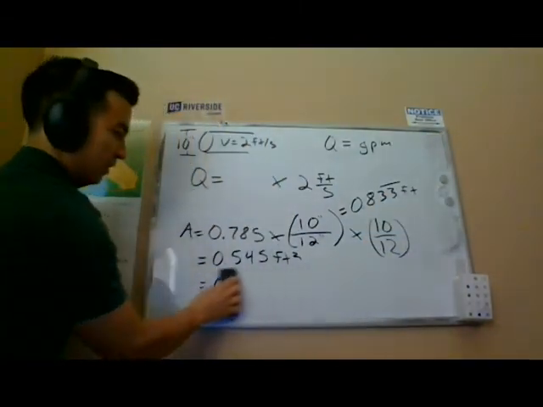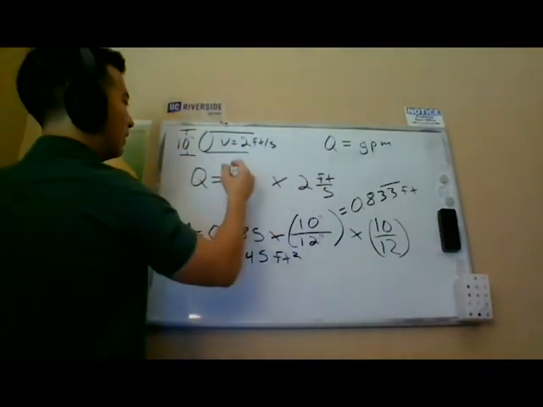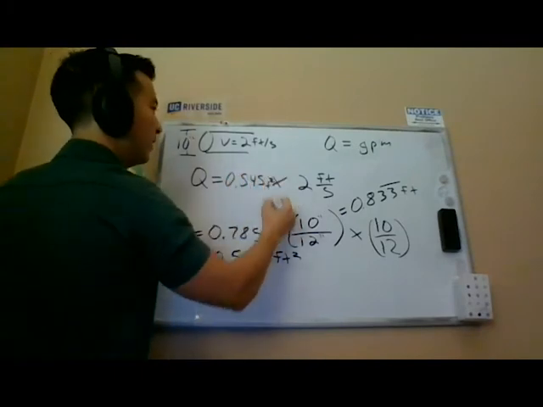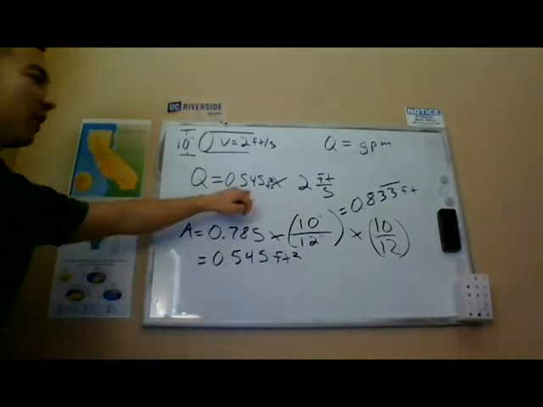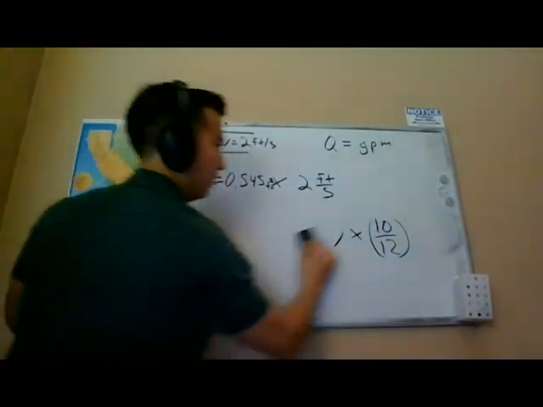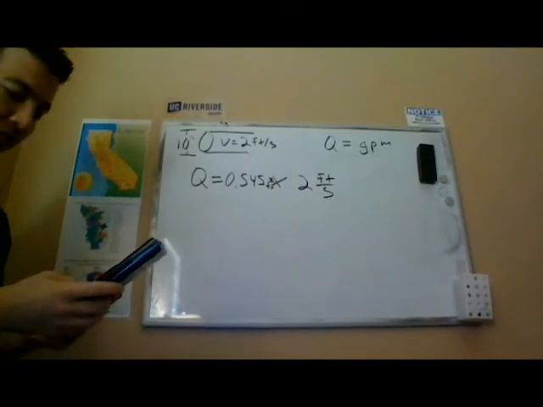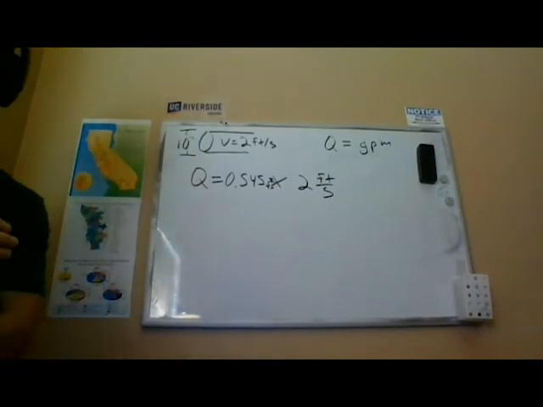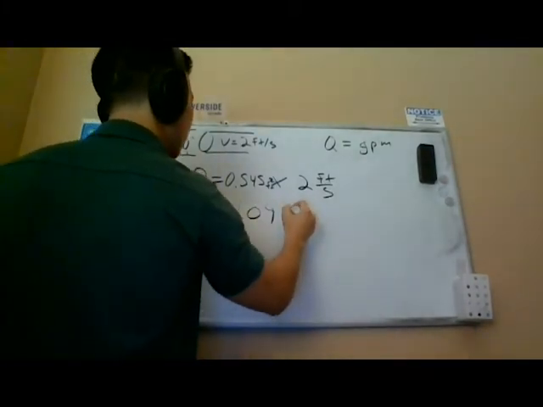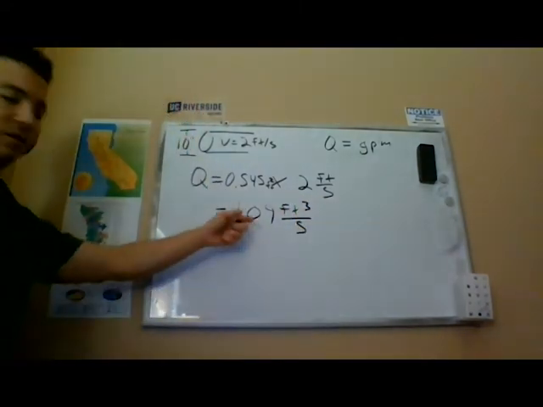Okay. So with our area, 0.545 square feet, now we're going to plug that into Q. I didn't plan out my room very well here. So 0.545 times 2. I'm going to clear this space here. Now with my calculator, 0.545 times 2 is going to give me 1.09 cubic feet per second. Okay, now, am I done?